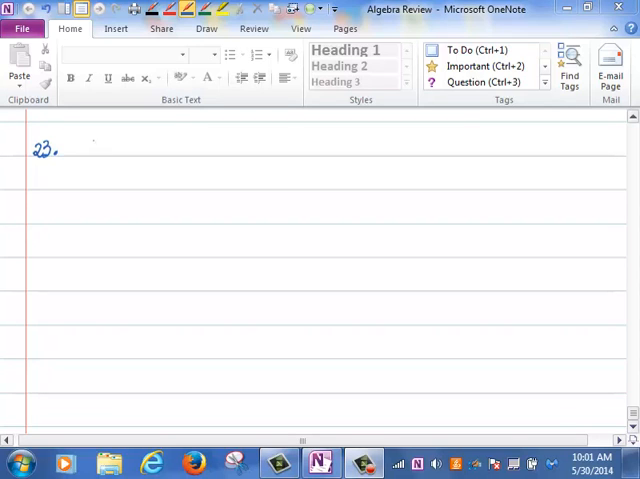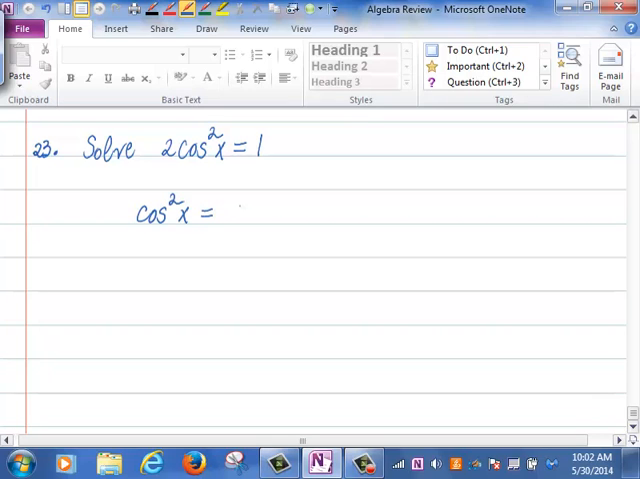Okay, so the question is: solve 2 cosine squared x equals 1. What I would do, I would say that cosine squared x is half, and then cosine x would be either 1 over root 2, or cosine x would be negative 1 over root 2.